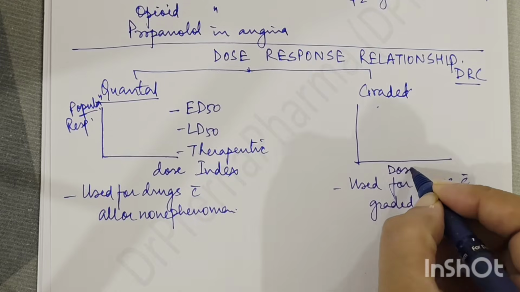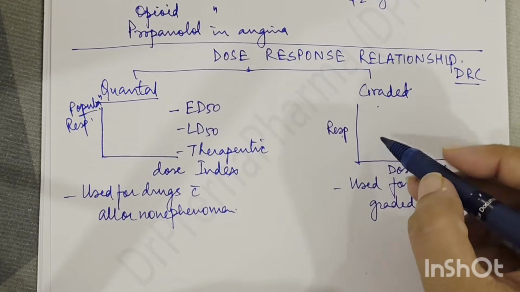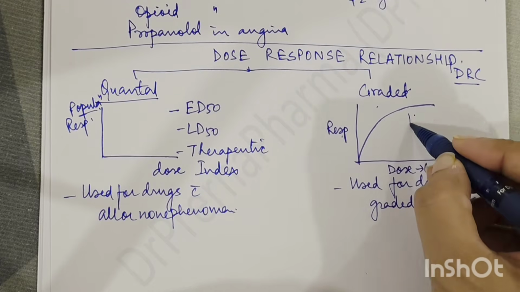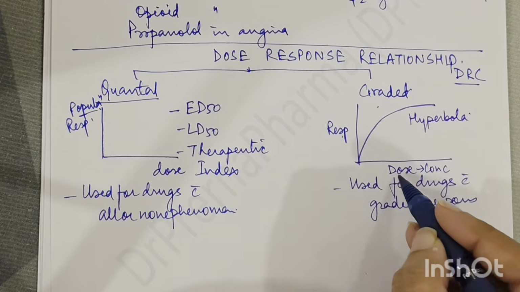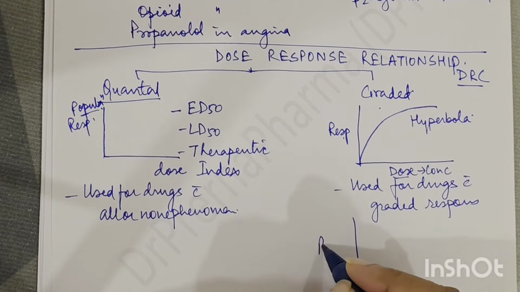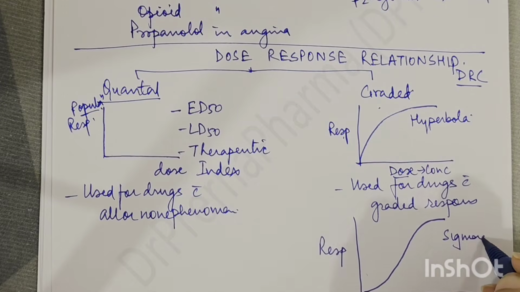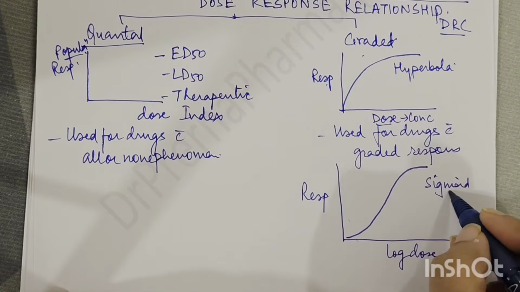Here the graded DRC is used for drugs with graded response, and there are two types. One is dose versus response, or plasma concentration versus response. Dose is much easier than concentration. So this becomes a hyperbola when you plot it with dose. So they have calculated it as per log dose versus response, and the graph comes like this, which is a sigmoid shape. Can you see? This is a sigmoid shape curve, right?